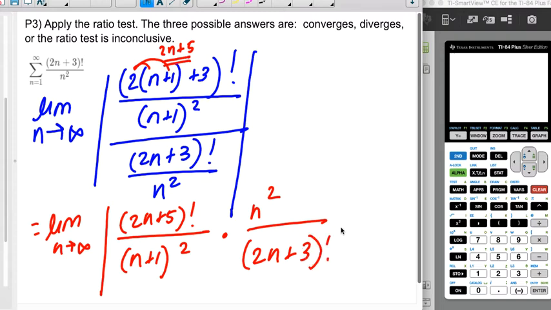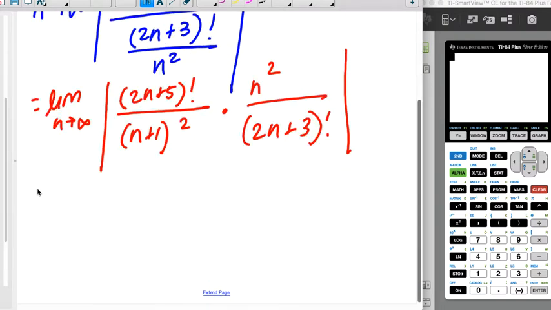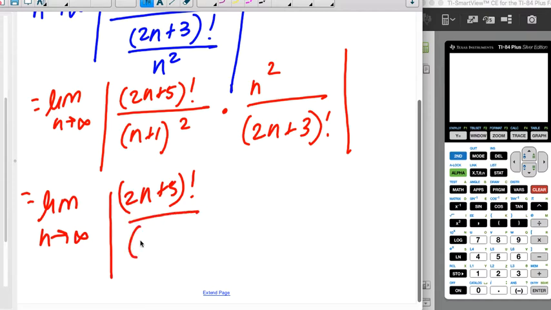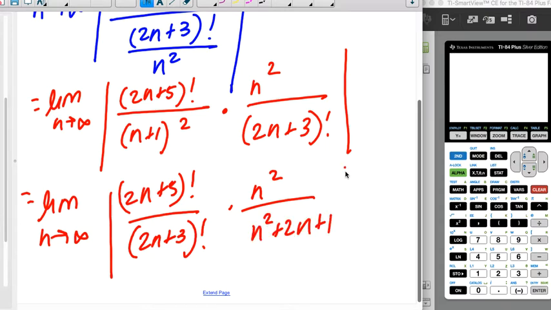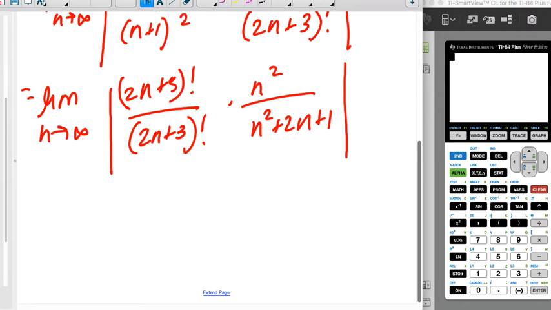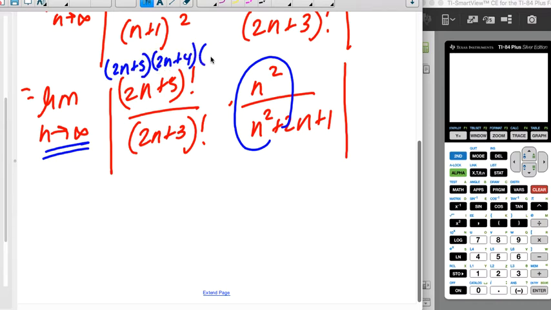All right, so let's clean it up a little. This is the limit as n approaches infinity of 2n plus 5 factorial over 2n plus 3 factorial times n squared over, and again, you could FOIL this out if you want. It's n squared plus 2n plus 1. Really, all we're going to care about is recognizing that the leading coefficients, as n approaches infinity, are going to be a 1. For these guys, remember that 2n plus 5 is the larger number. This is 2n plus 5 times 2n plus 4 times 2n plus 3 all the way down to the bottom, which would mean these cancel.